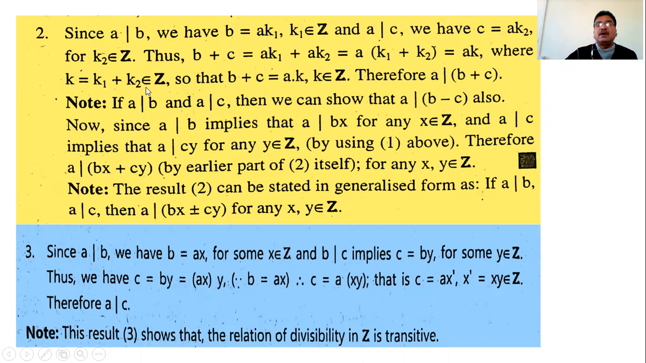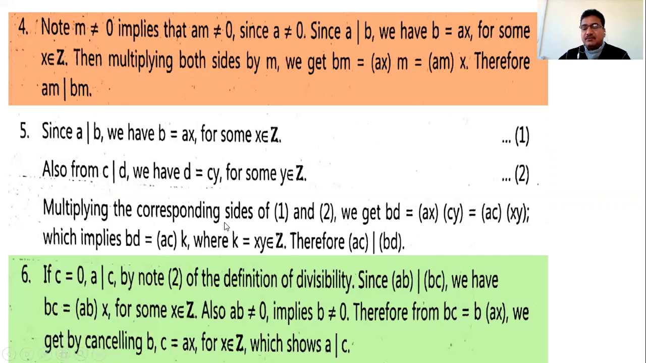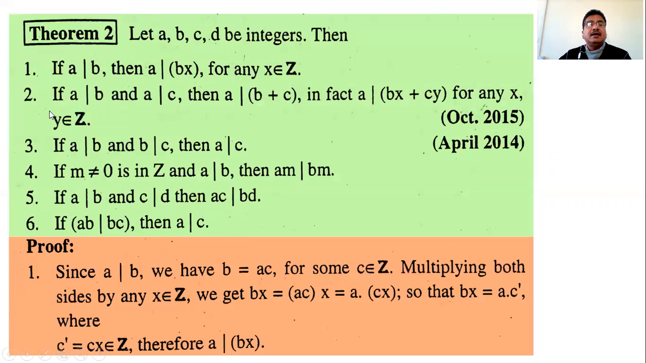Obviously K1 and K2 are integers, and subtraction of two integers is an integer. Therefore K1 minus K2 is an integer, and so B minus C expressed in the form A into some integer means A divides B minus C. So we can also show this: if A divides B and A divides C, then A divides B minus C.